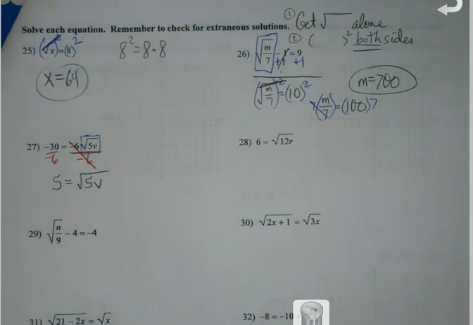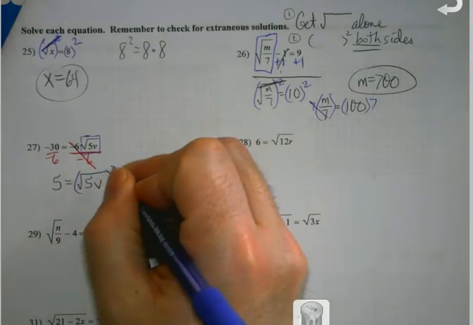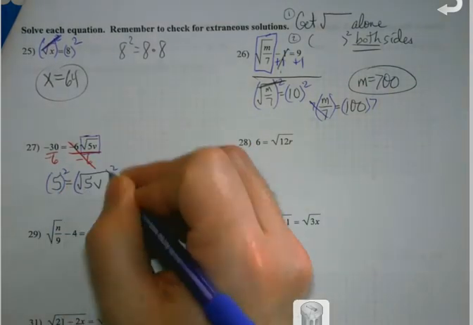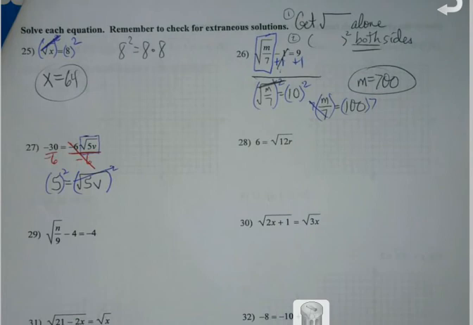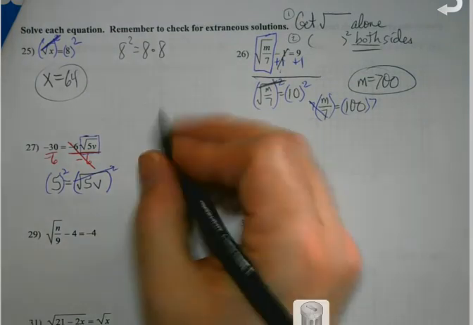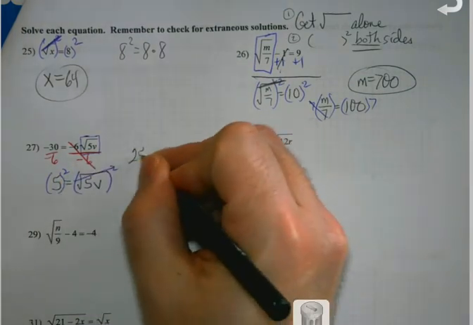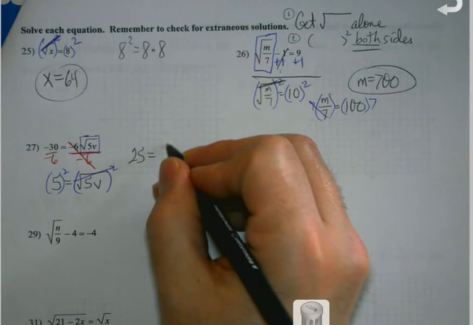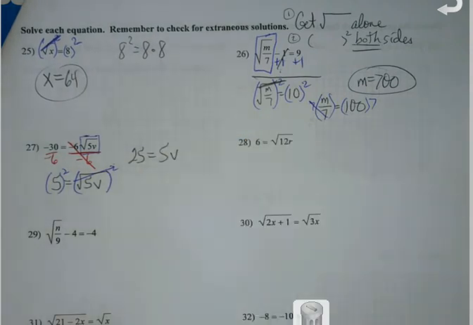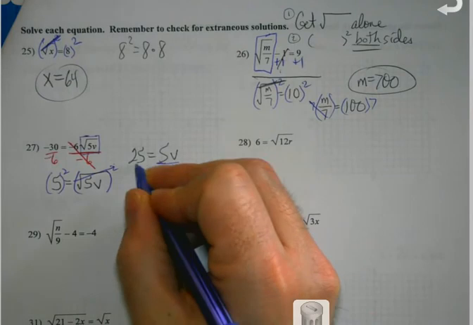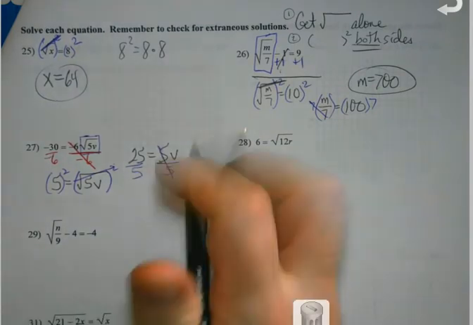But once we get that out of the way, then I can say, okay, now I'm ready to square both sides and get that out of there. So 5 squared is 25. Those just canceled and left me what's underneath. And now we're into some more normal type stuff where I can just divide by 5 and I'm good.